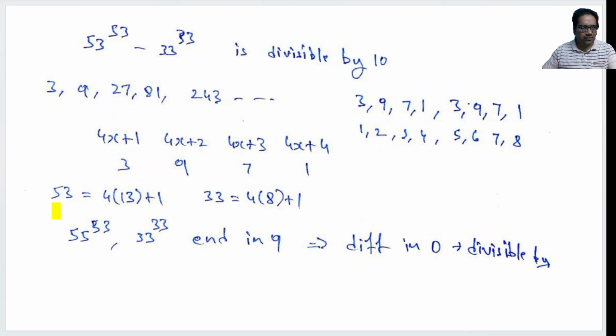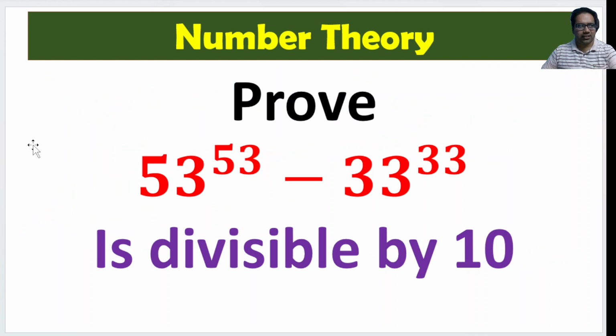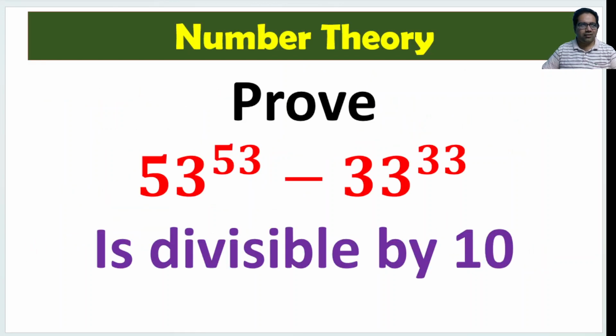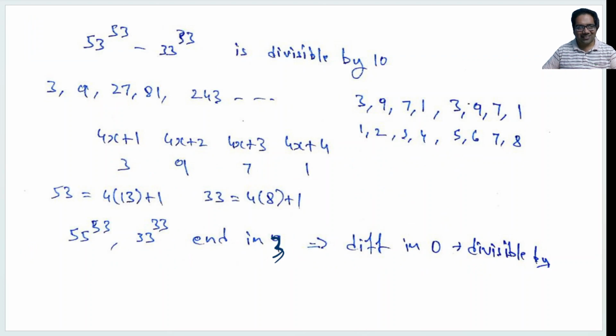If the final digits of these two numbers end in the same digit, here they are both ending in 3, so the difference will definitely end in 0. That means this difference is divisible by 10. Right, guys? Hope you understood this. Thank you.